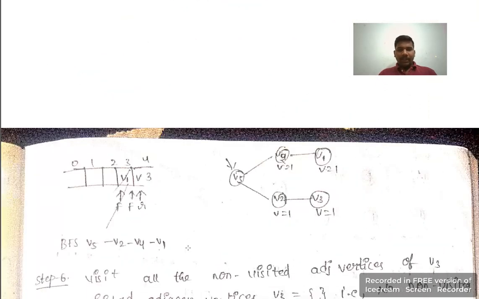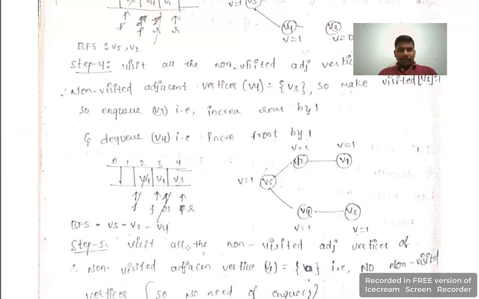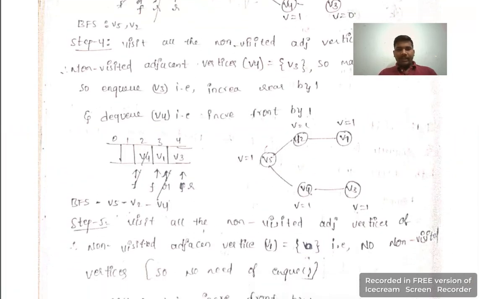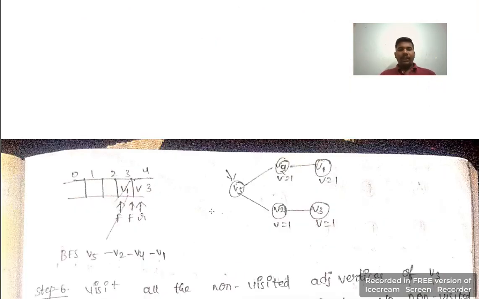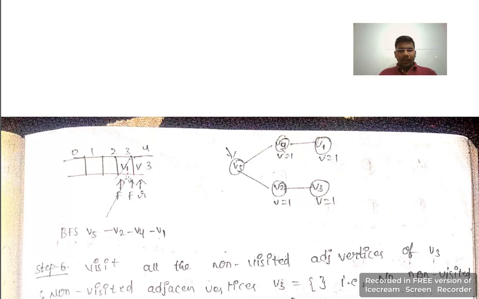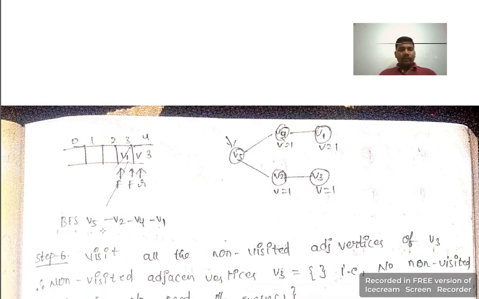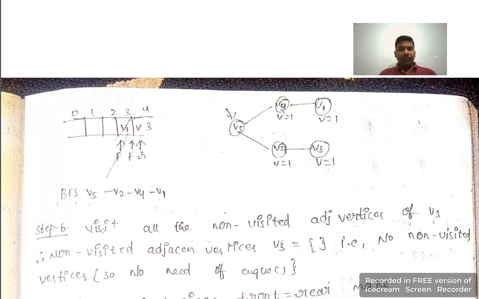And step 5, visit all the non-visited adjacent vertices of V1. There are no non-visited adjacent vertices, so no need to NQ; DQ V1. Now V5 the source vertex, V2, V1, V3 and V2 all are visited. So the BFS order is V5, V2, V4 and V1.